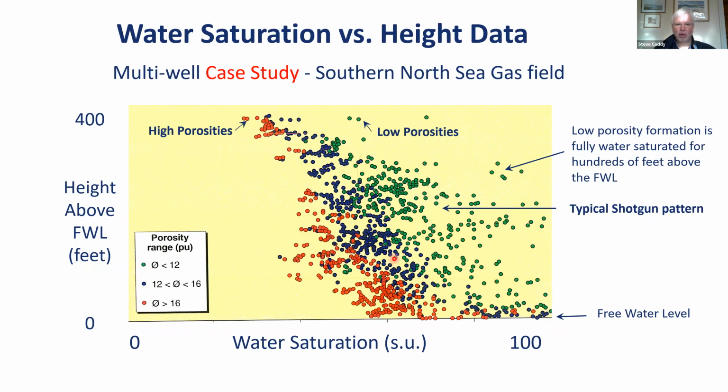Now, as we move to the blue, which is the fluvial sandstones, the data then moves up and to the right. And when we move to the sandy Sabkha, which is the lower porosities, less than 12 porosity units, the data has moved well to the right and well up. So it's a typical shotgun pattern. The low porosity formation shown here is fully water saturated for hundreds of feet above the free water level.